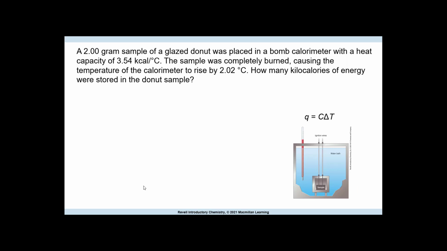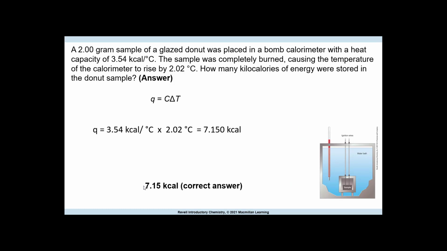A 2-gram sample of a glazed donut was placed in a bomb calorimeter with a heat capacity of 3.54 kilocalories per degree Celsius. The sample was completely burned, causing the temperature of the calorimeter to rise by 2.02 degrees Celsius. How many kilocalories of energy were stored in the donut? So we want to know the Q, which is in kilocalories. We take the 3.54 kilocalories per degree Celsius, times the temperature change, which is 2.02, and the answer is 7.150 kilocalories. 3 sig figs, 7.15.